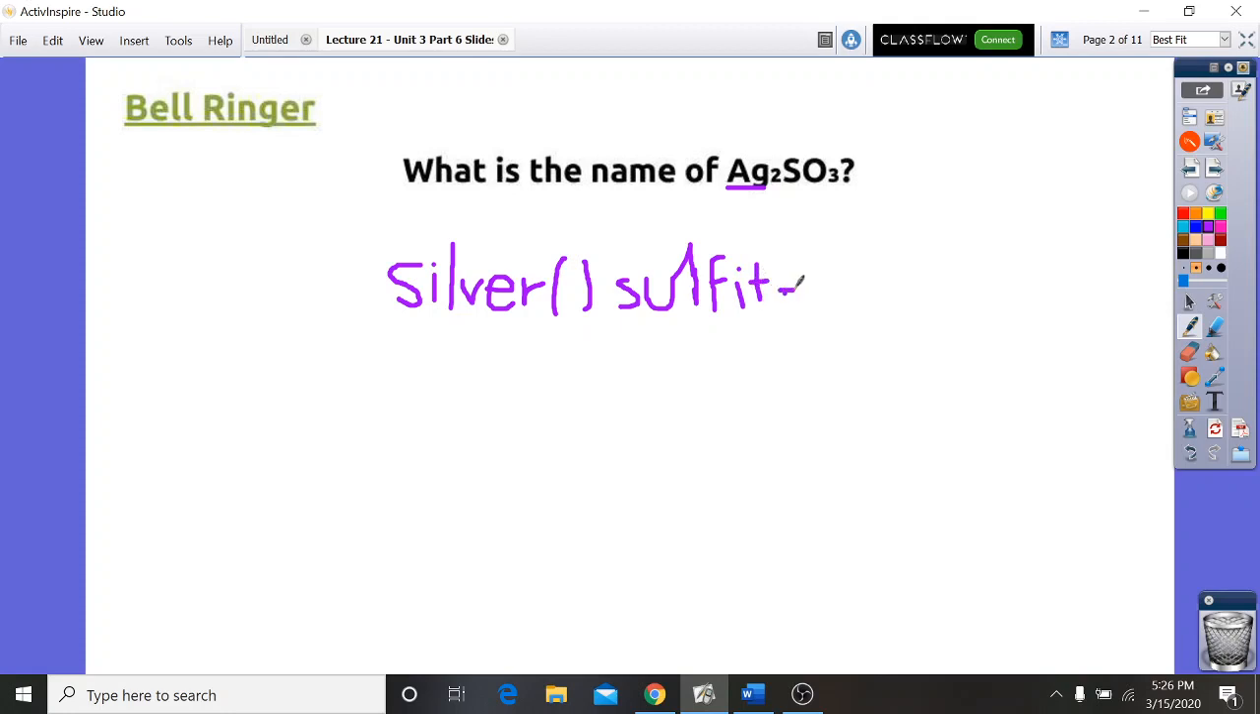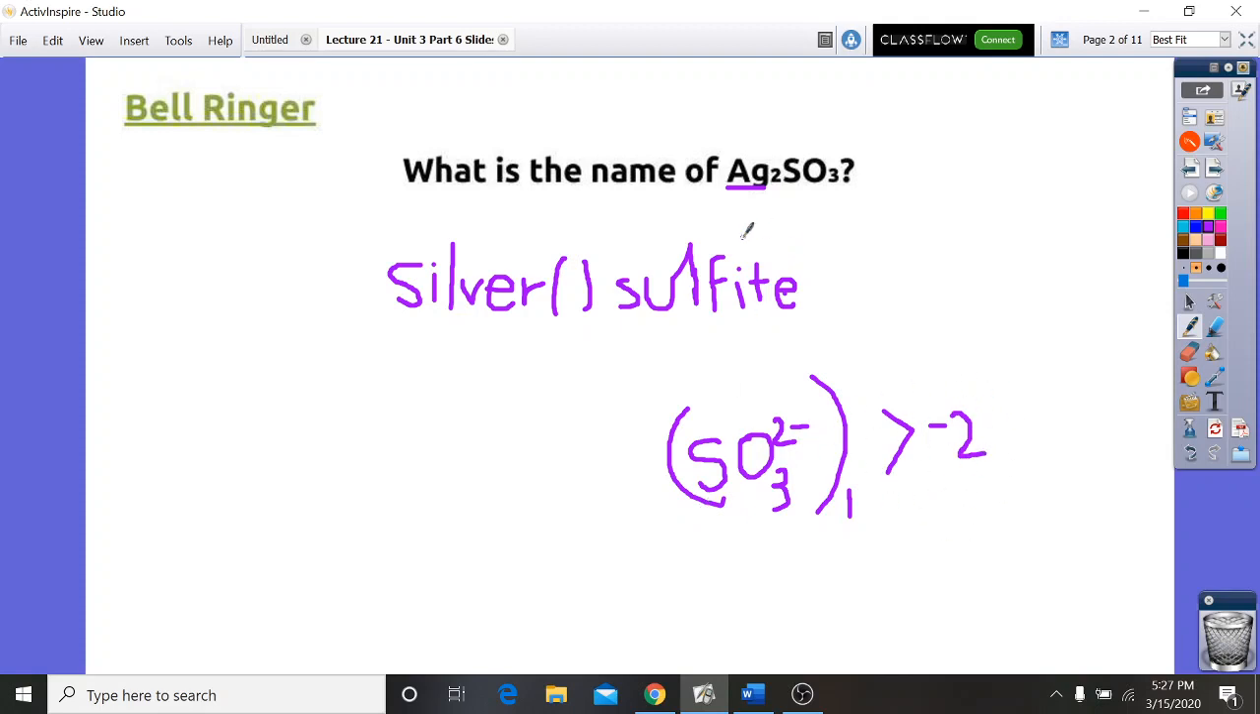And so you might remember that sulfite has a charge on it because it's one of your polyatomic ions. And that charge is 2 minus. So since this SO3 doesn't have any parentheses around it, that means that there's only one of them. And 1 times the 2 minus charge on this molecule means that there's an overall -2 charge inside of this compound.